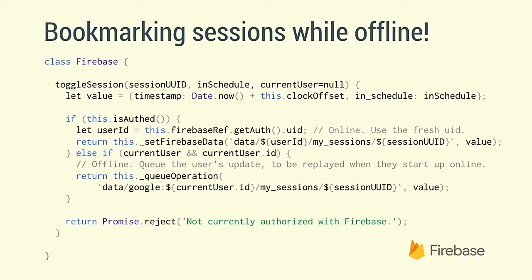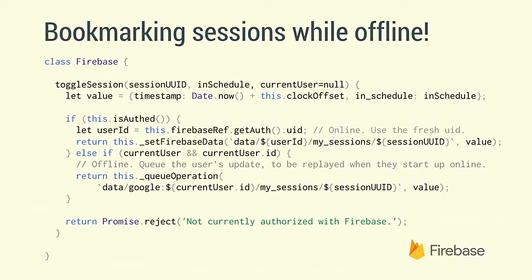So this allows us to make the app work entirely offline. You can use it just as you would online. So the example here is toggling a session. When a user wants to save a session to their schedule or remove it from their schedule, we have toggle session. It takes a session ID and if it should be saved or removed in the current user. And then we just go through this flow.